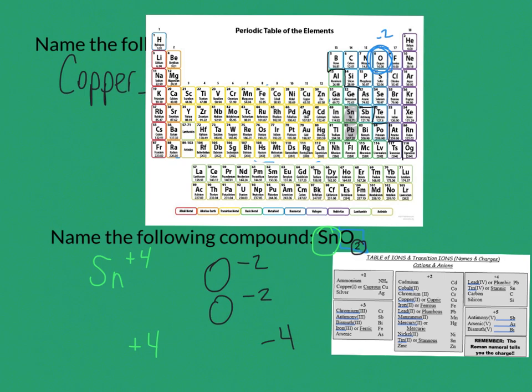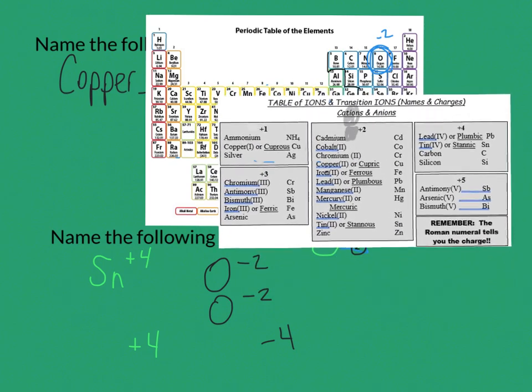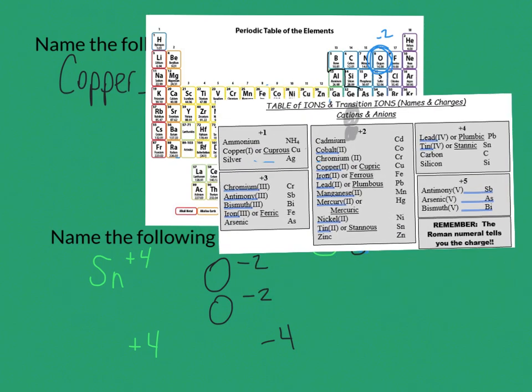So to name this, we're going to take a look at our chart here. Let me just put it right up here. And I'm going to try to find tin. So when I look at tin, I have tin and the charge is +4. So I'm going to look under the +4 column. This is what I'm going to use. So we're going to name this tin 4, which is IV in Roman numerals, oxide.